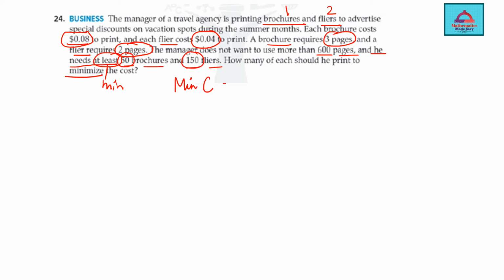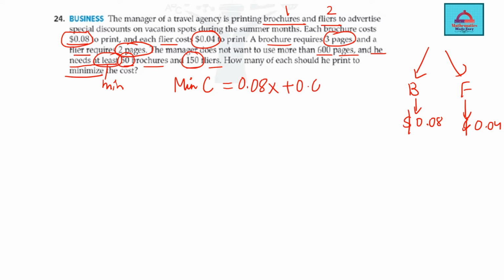Minimize cost. So I'm denoting it with capital C. And this cost is how much for each? Maybe you can just draw a flow chart. So one is brochure, one is flyer. For a brochure, the cost to print is 0.08. For a flyer, it is 0.04. So the cost will be 0.08x plus 0.04y. Now I'm taking the number of brochures to be x, and the number of flyers to be y. So again, two variables x and y. So this is the objective function.